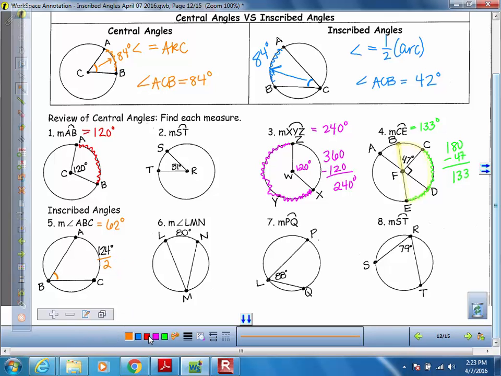Okay, let's look at PQ. For PQ, they give me angle PLQ, which is 88, and they want me to find my arc measure. You would multiply by 2. We're not dividing this time because we're going from angle to arc. Arc is bigger.